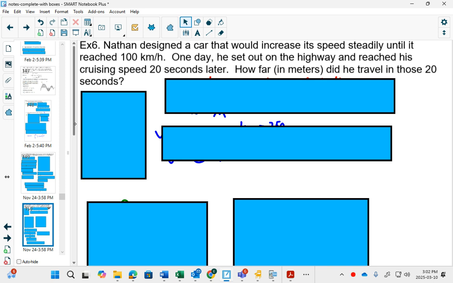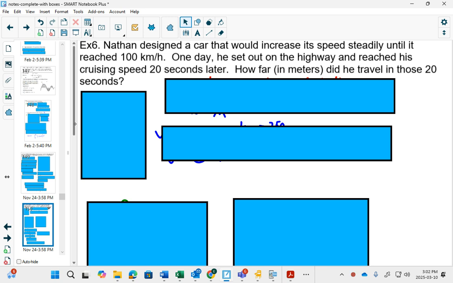So Nathan here is designing a car that would increase its speed steadily until it reaches 100 kilometers per hour. Maybe this is really good for fuel consumption. So one day, he sets out on the highway and reaches 100 kilometers per hour 20 seconds later. How far did he go in those 20 seconds? Okay? I remember the first time I read this question, I felt like I didn't have enough information. Seems like it's very sparse.